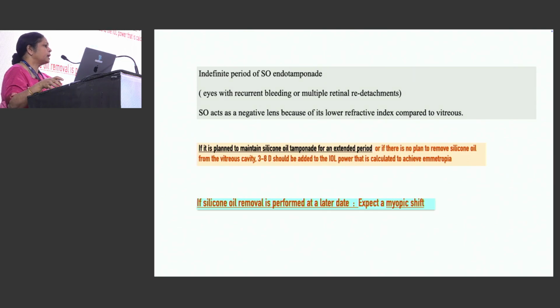But there are some situations when you have a bad retina and you don't plan to remove the silicone oil from the eye. There are some cases in which we have to replace the silicone oil maybe once every 2 to 3 years. When you plan to maintain the silicone oil tamponade for an extended period of time, it is necessary to use a lens which is about 3 to 8 diopter more than the calculated power. And subsequently, if at any point down the line you remove the silicone oil, you have to explain to the patient that he is going to have a myopic shift in his refraction. So on these two aspects, you have to counsel your patients before you take them out for surgery.